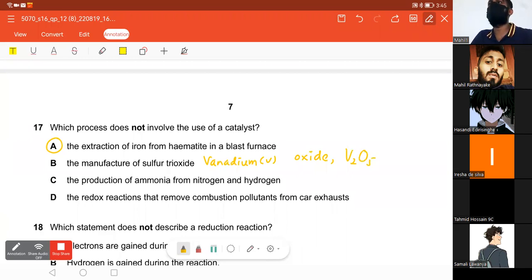Production of ammonia, Haber process. What's the catalyst? Iron powder. Redox reaction, car exhaust, catalytic converter. The catalytic converter is made from platinum. Platinum. Catalytic converter, write everything.